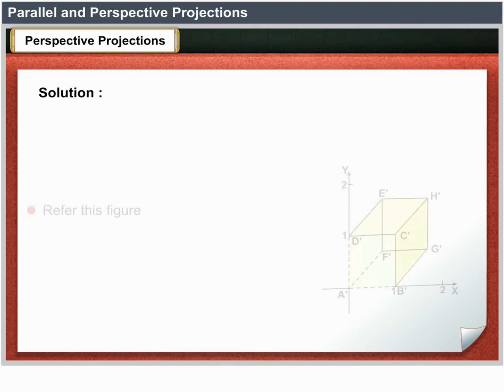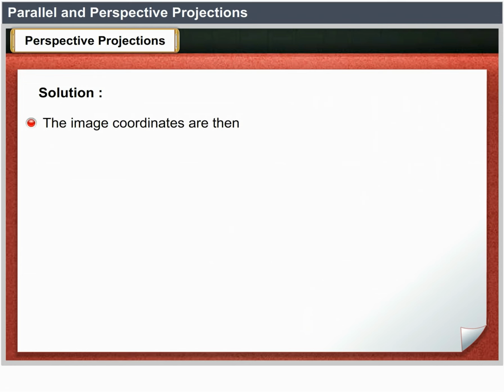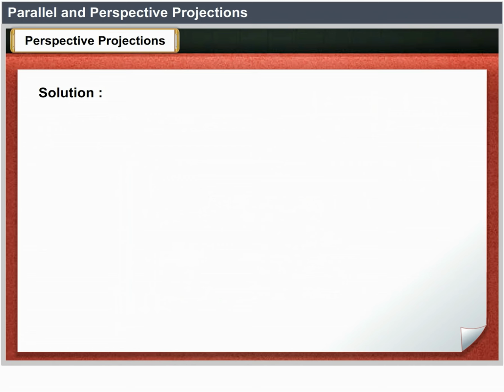To draw the cabinet projection, refer to this matrix. The image coordinates are then as shown here. This is the resulting figure.